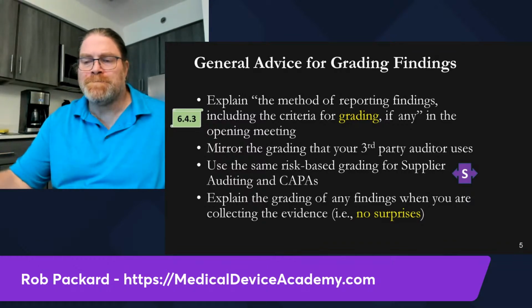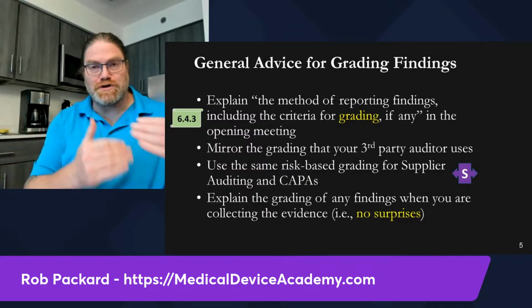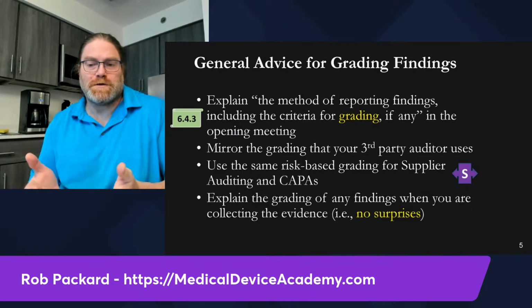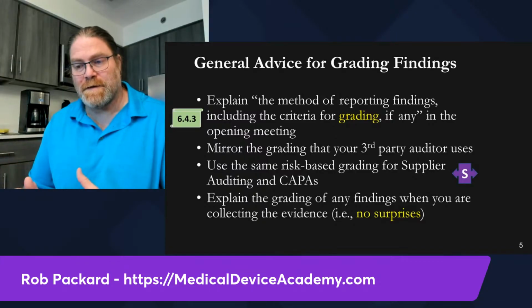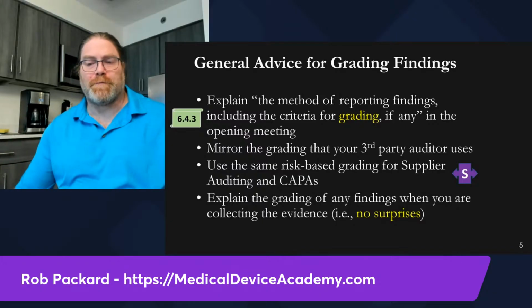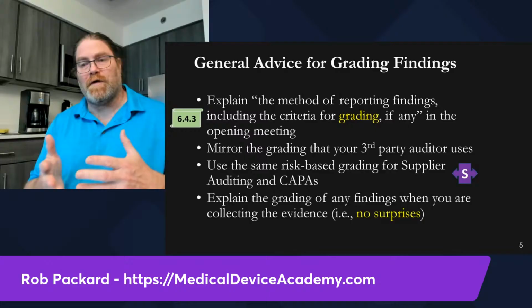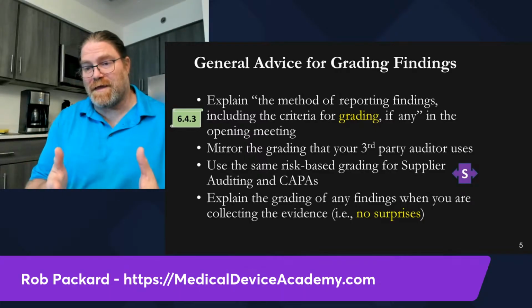In general, you should be following the procedure. So if the procedure for internal auditing or supplier auditing says do it this way, you should be doing it that way. Otherwise, you've created a nonconformity by not doing it that way. And that procedure should mirror the grading of your third-party auditor. That way, when your third-party auditor comes in, what they think is a major and what you think is a major are the same thing.